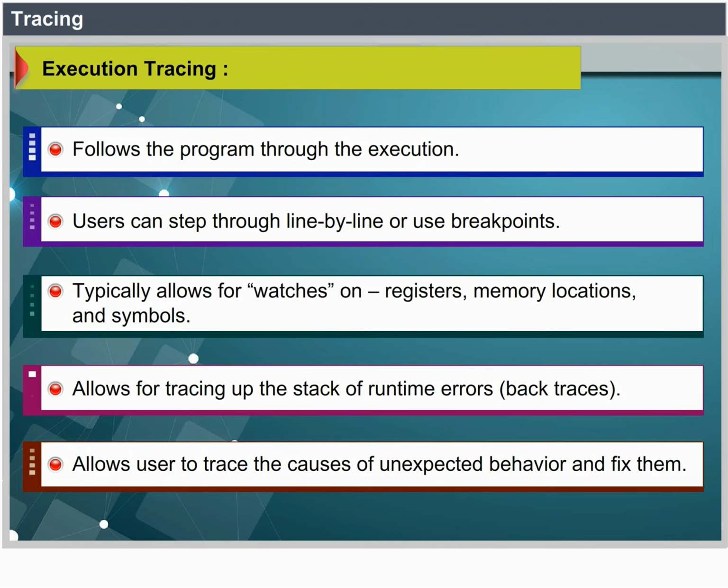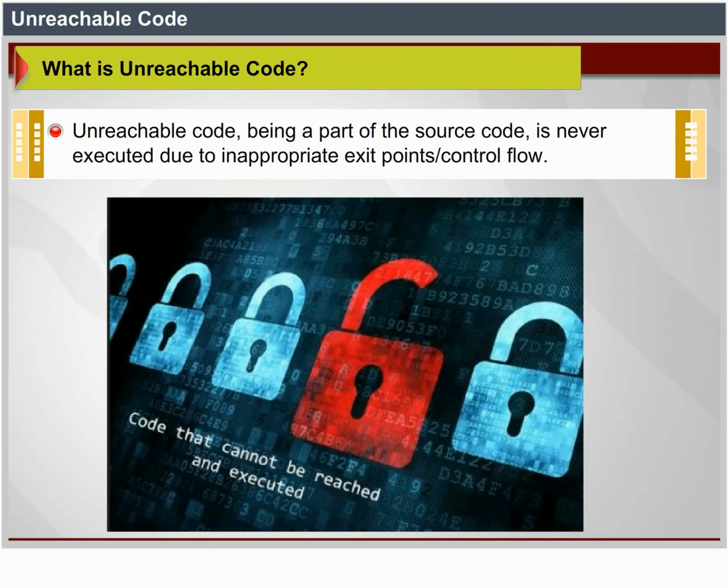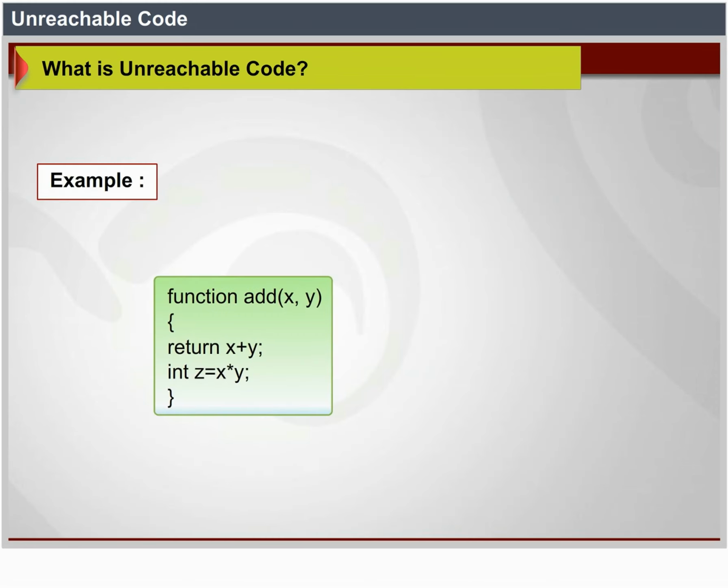What is unreachable code? Unreachable code is a part of the source code that will never be executed due to inappropriate exit points, control flow. The other kind of unreachable code is referred to as dead code, although dead code might get executed but has no effect on the functionality of the system. An example is shown on screen.